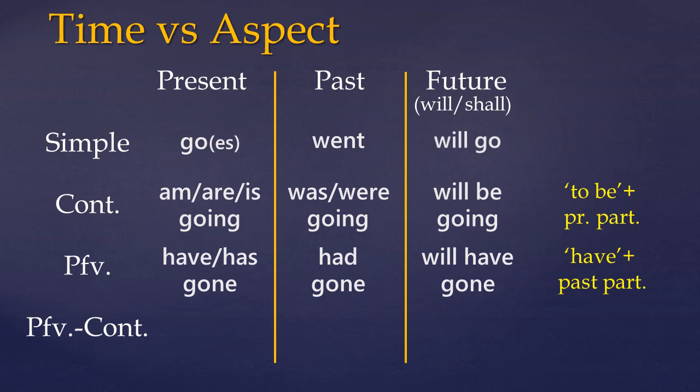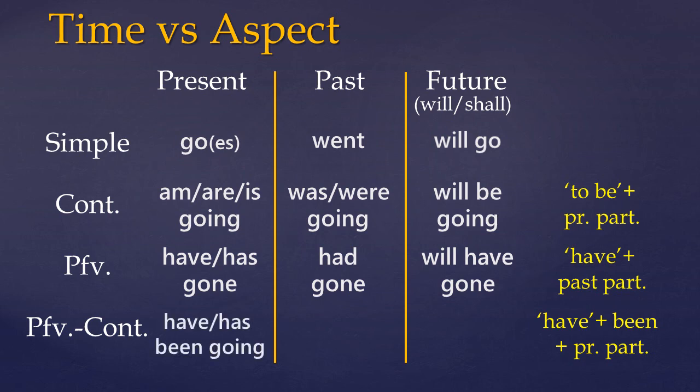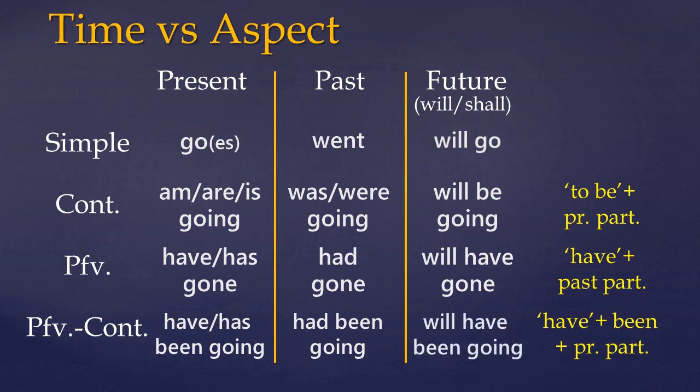And finally, with the combination of the perfective and the continuous, we get a form of the verb to have plus the auxiliary been and a present participle. So, I have been going, you have been going, he has been going. In the past, I had been going, you had been going, he had been going. And in the future, I will have been going, you will have been going, he will have been going.